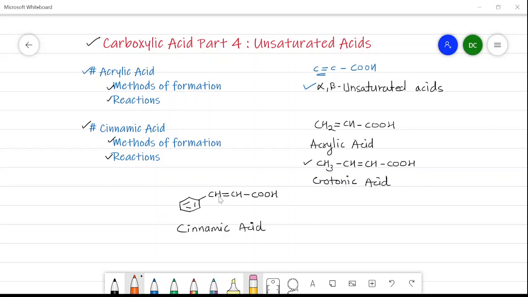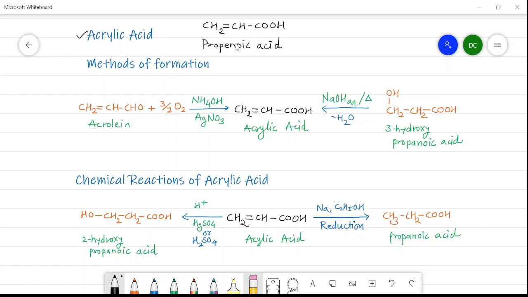So in this lecture, we will focus on the alpha beta unsaturated acids and their methods of formation along with the chemical reactions. So we will begin with acrylic acid. The IUPAC name for acrylic acid is propenoic acid, CH2 double bond CH COOH. The methods of formation and the chemical reactions of acrylic acid are summarized here.